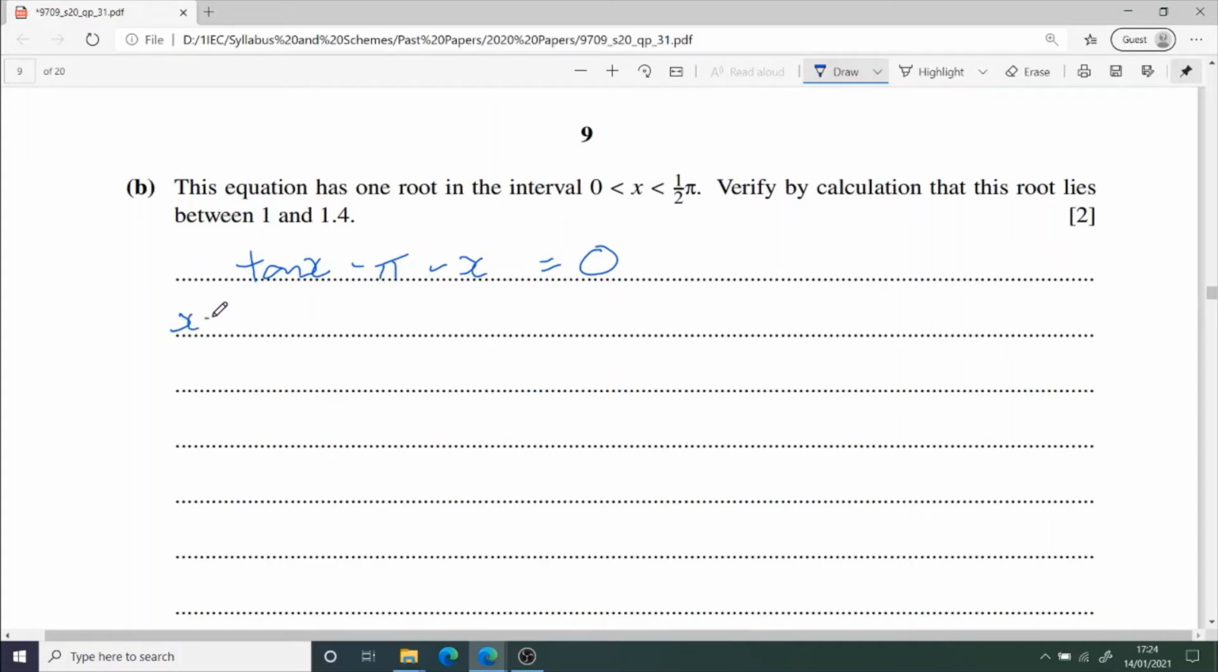So let's try x is equal to 1 to begin with. So tan 1 minus pi minus 1. Let's see what that gives us. Make sure your calculator is in radians. I get negative 2.58, etc. Now we'll try 1.4. So tan 1.4 minus pi minus 1.4.